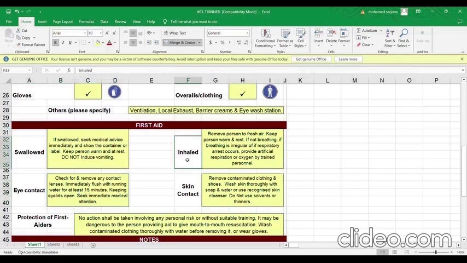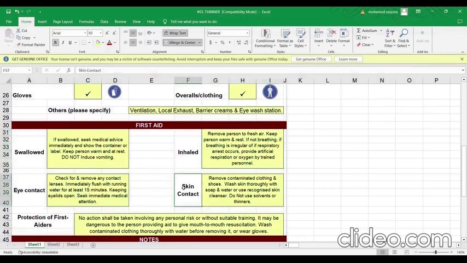Inhalation: in case the person inhales the chemical or substance, remove the person to fresh air and keep the person warm and at rest. If not breathing, if breathing is irregular, or if respiratory arrest occurs, provide artificial respiration or oxygen by trained personnel. These are the first aid measures recommended by the manufacturer.